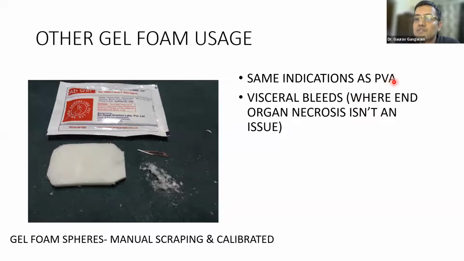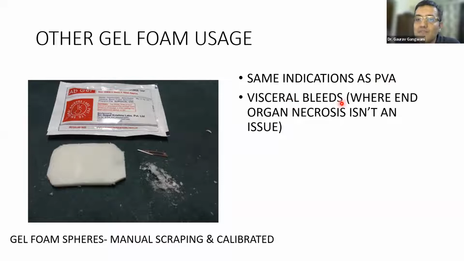So it can be used for the same indications as PVA, but I will not be using it in places where the recurrence chances are high or the etiology is not correctable, like bronchial artery embolization, for instance, where I know that the fibrobronchiectasis is going to stay. So I'm not going to use gel foam because I know the chances of recanalization would be a lot.